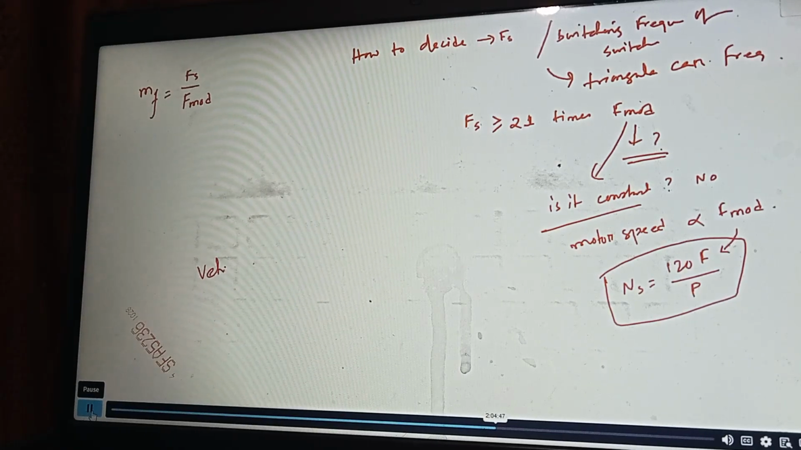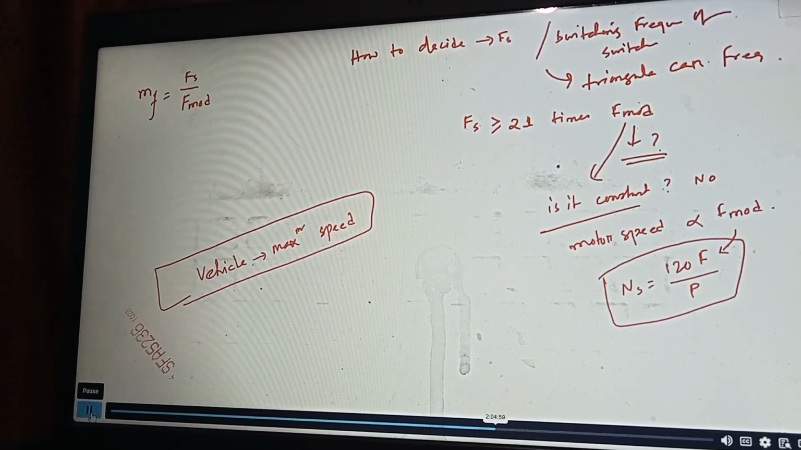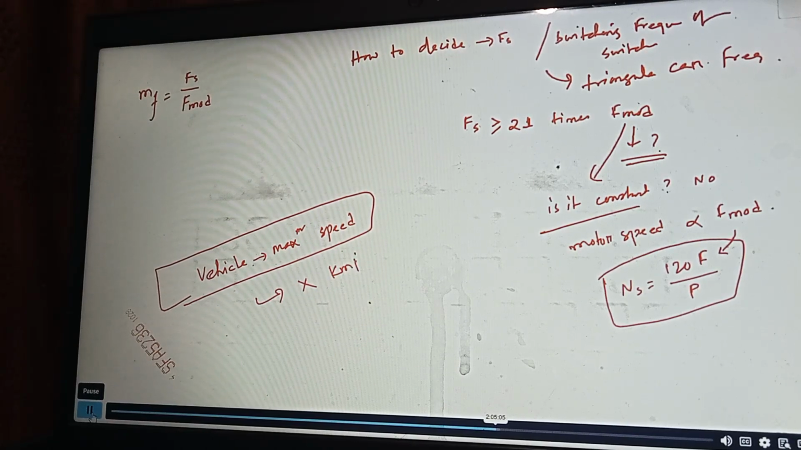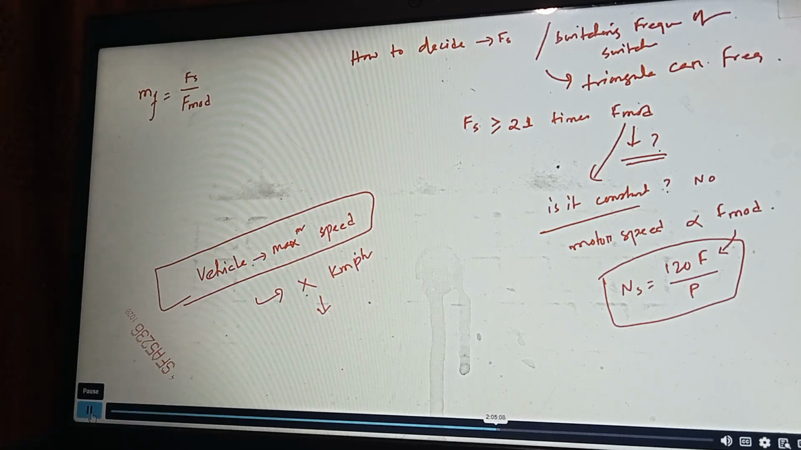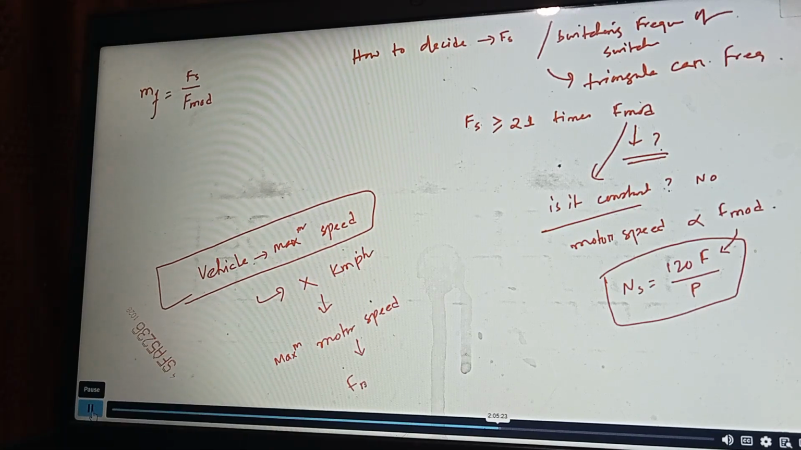Basically, there will be a vehicle maximum speed. For example, let's say you are designing a vehicle for some company XYZ, XYZ model. You have a target in mind that my vehicle maximum speed is, let's say, X kmph. From this you can do a back calculation. We already did it last week, how to calculate motor speed, how to calculate motor maximum speed. So if I know my motor maximum speed, I'll know my F modulating max value. I hope this point is very clear.